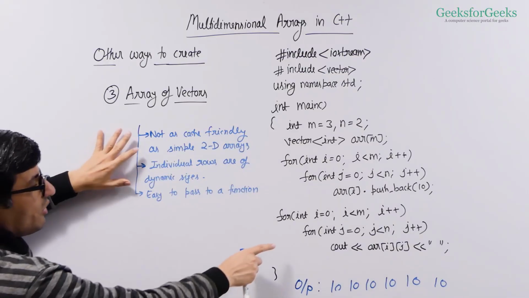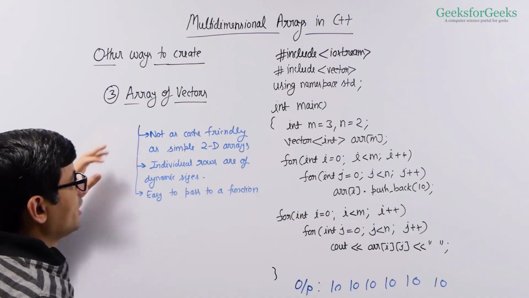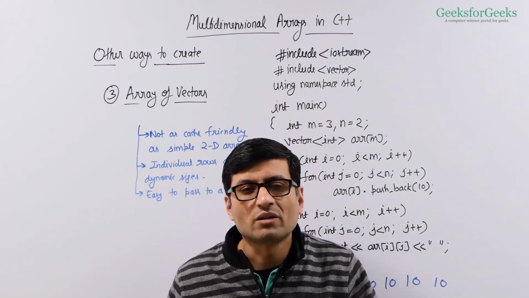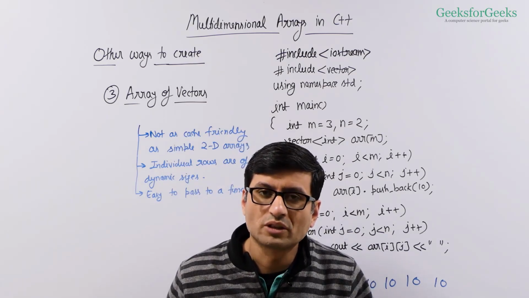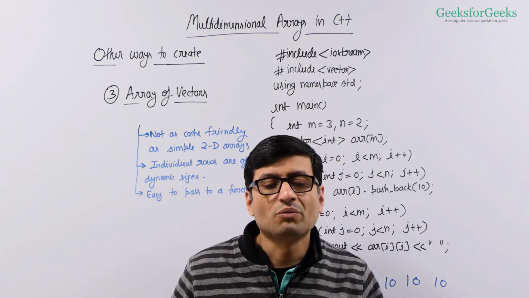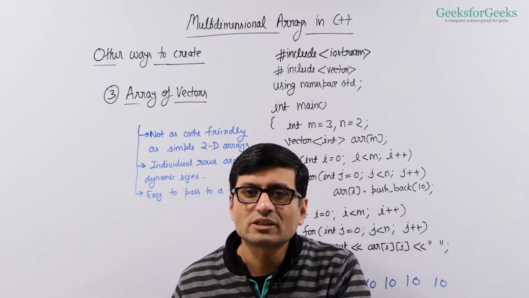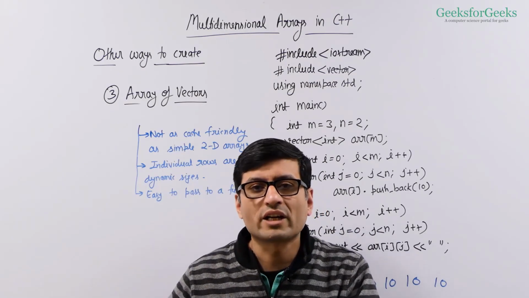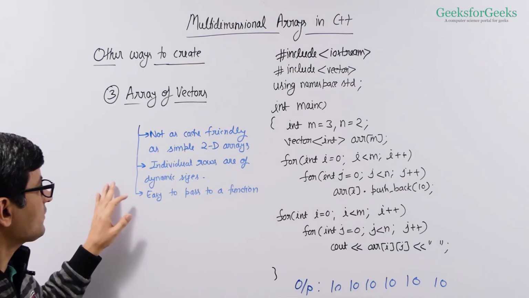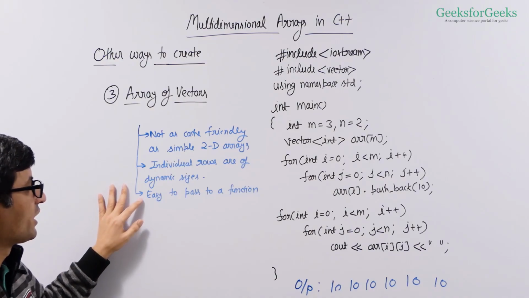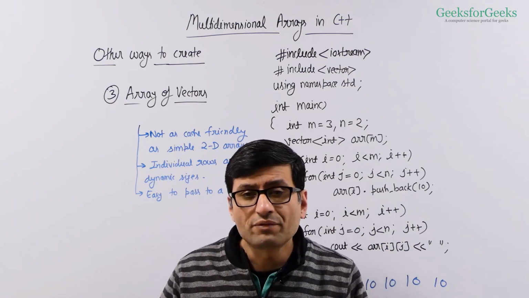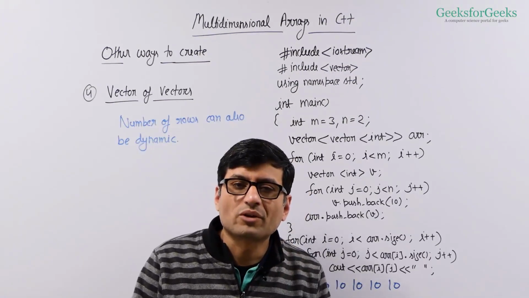The main advantage of this method over other methods is that your individual rows are of dynamic sizes. You can dynamically add and remove elements from individual rows. The previous two methods had different sized rows, but here we have dynamic sized rows. We don't have to fix the row size. We can have as many elements removed and added dynamically because vectors take care of this dynamic resizing. The third advantage, like the previous two methods, is that it's easy to pass vectors, array of vectors to functions, compared to the very first naive method.